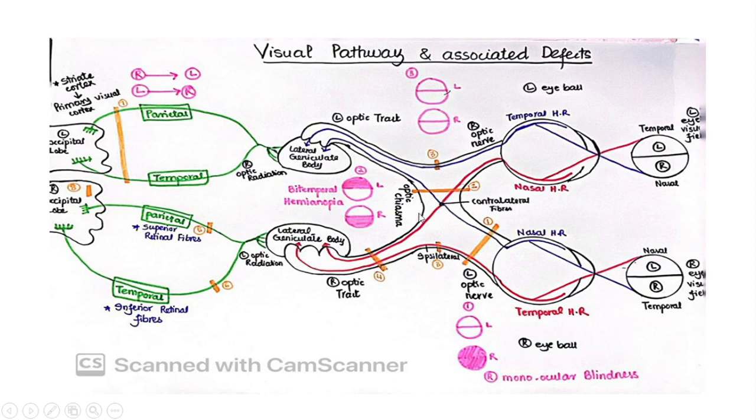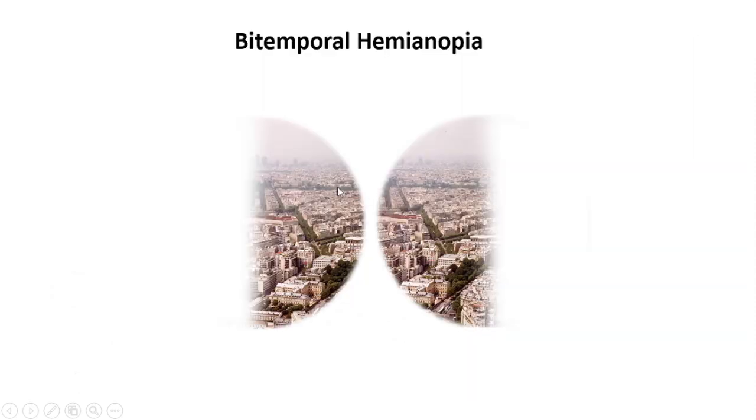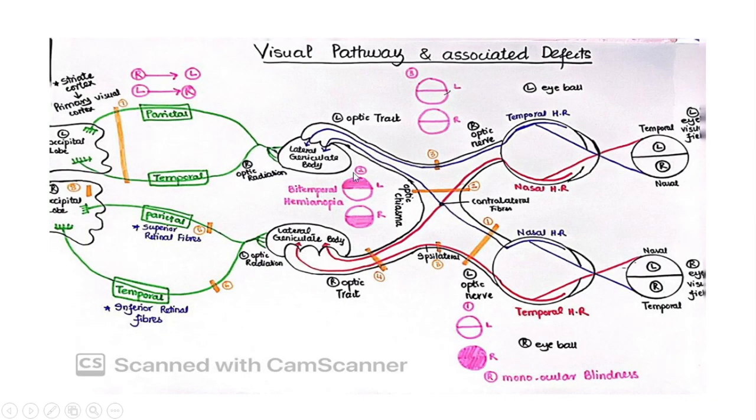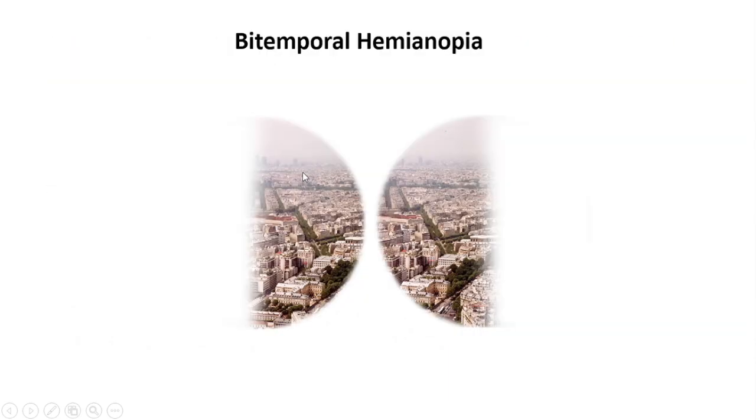Even if the lesion is on this side, it is going to be the same bitemporal hemianopia, because it is the same fibers which are going to be damaged. So it is causing the same thing, bitemporal hemianopia. And this is what it looks like. These are the nasal sides which are preserved, and the left side temporal and right side temporal are damaged.